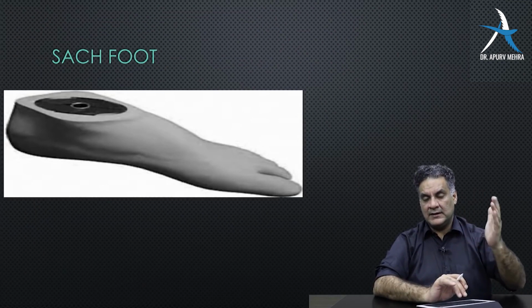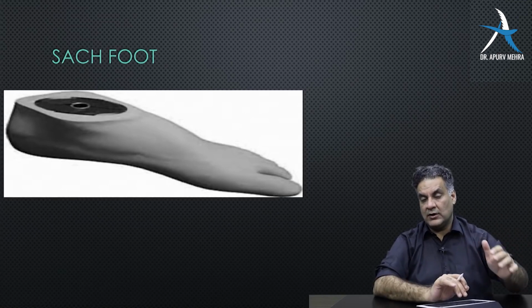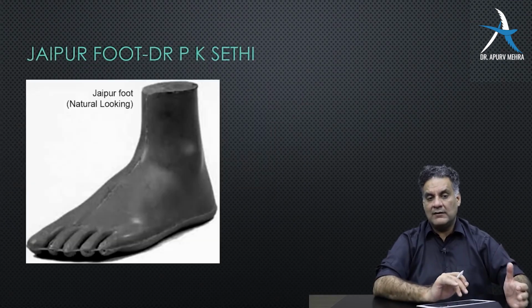When you amputate a limb and you want to replace it, the one done in a Western lifestyle is a solid ankle cushion heel, which does not allow you to sit on the ground or walk on uneven ground, called a SACH foot, whereas the Indian variety made by Dr. P.K. Sethi is the Jaipur foot, which allows you to walk barefoot and sit on the ground.